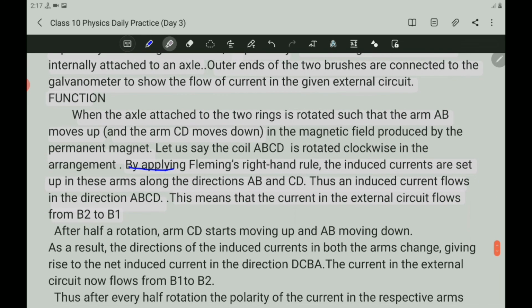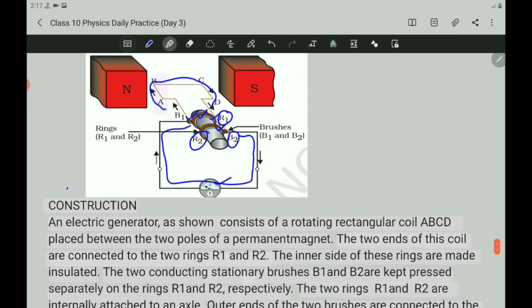Then after half rotation, arm CD starts moving up and AB moving down. As a result, the direction of the induced current in both the arms changes, giving rise to the net induced current in the direction DCBA. Here in the next half rotation what happens?